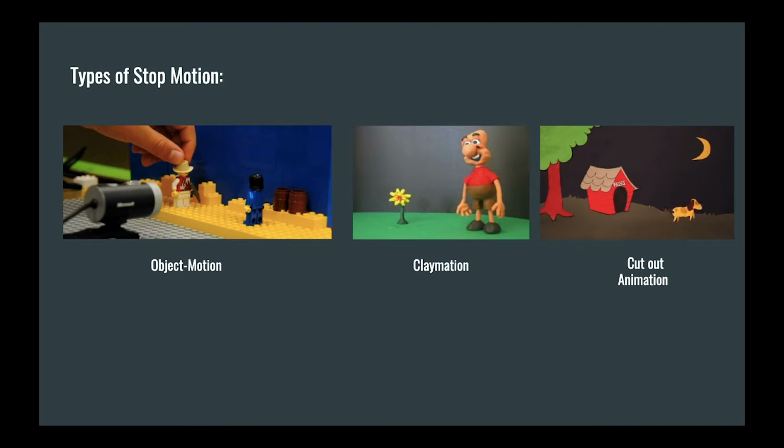There are many types of stop motion. However, these are three of the most popular types. One of them is object motion, which is the use of any item or object that can be found in a daily household, or whatever object you find that you want to use. Another is claymation, which is the use of clay objects, which is what I did for my personal project. And lastly, there is cutout animation, which is the use of paper cutouts.